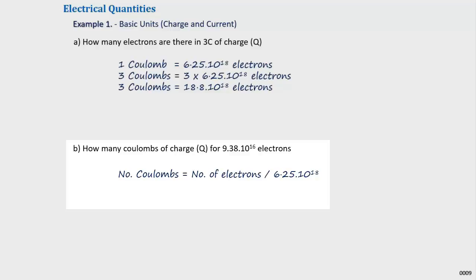So, number of coulombs equals number of electrons divided by 6.25 times 10 to the power 18, which equals 9.38 times 10 to the power 16 divided by 6.25 times 10 to the power 18. Therefore, number of coulombs equals 15.0 times 10 to the power minus 3, or 15 millicoulombs.